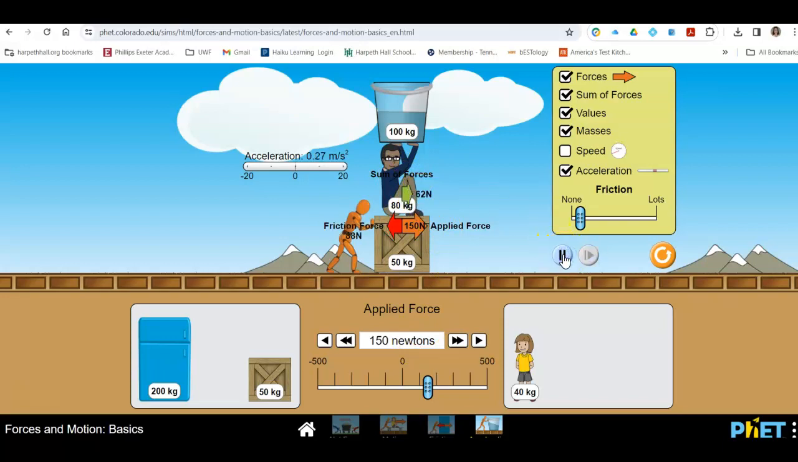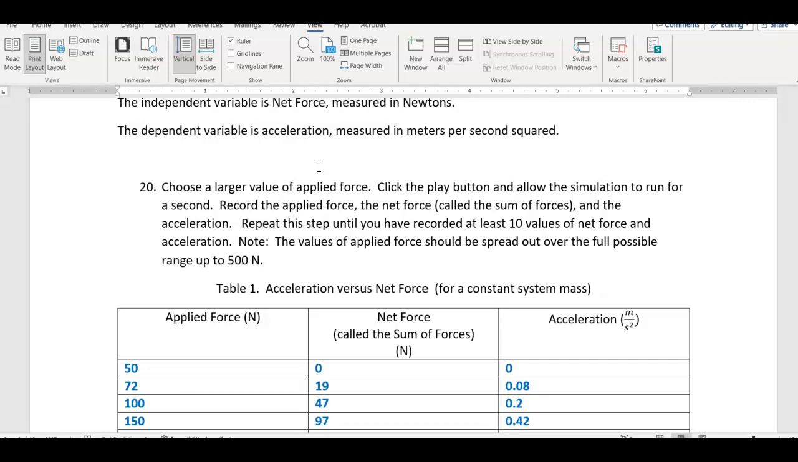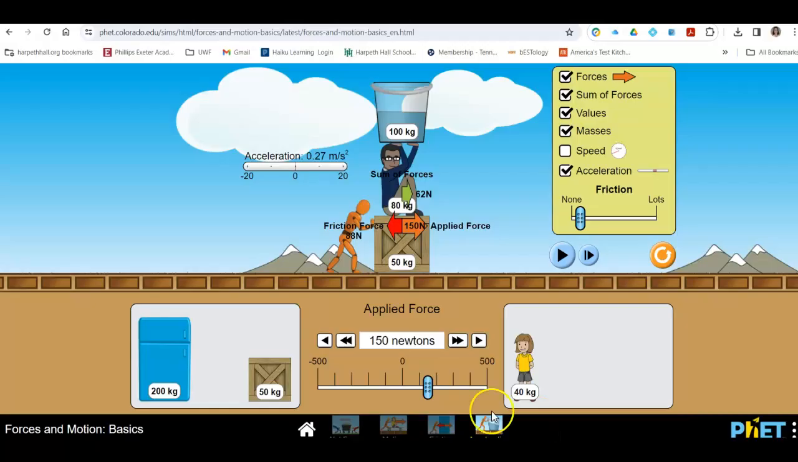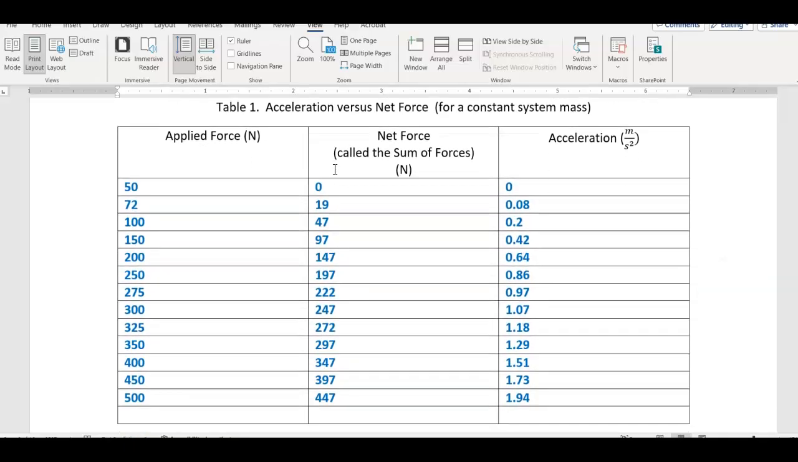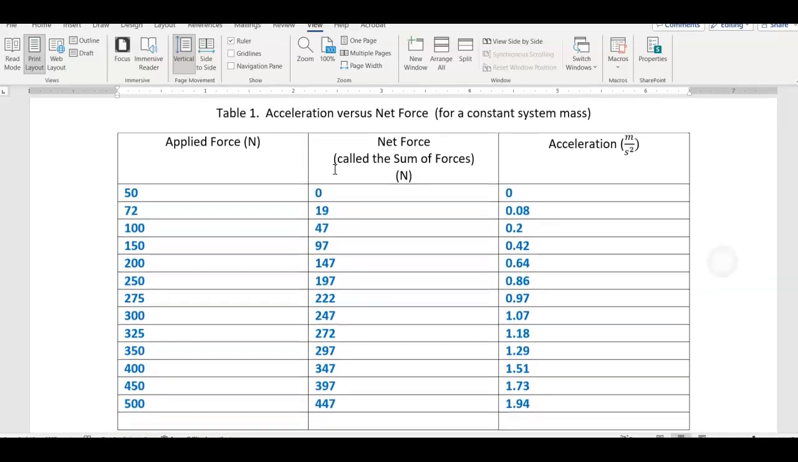I'm going to run the simulation for a couple of seconds so that I see the acceleration is 0.27 meters per second squared. I would put that in my table, and then I'm going to increase my force again, let's say to 200. Now I've got 200 newtons of applied force. I'm going to record 112 as my sum of forces and my acceleration. I'll keep doing that until this table is filled in completely.